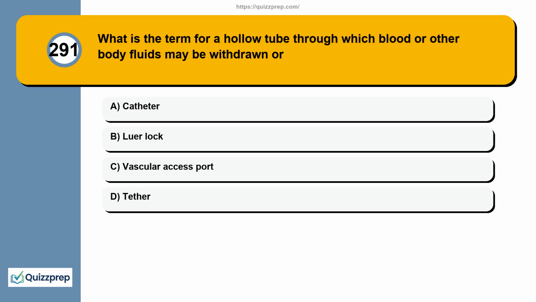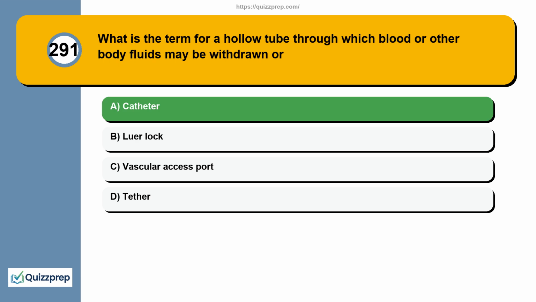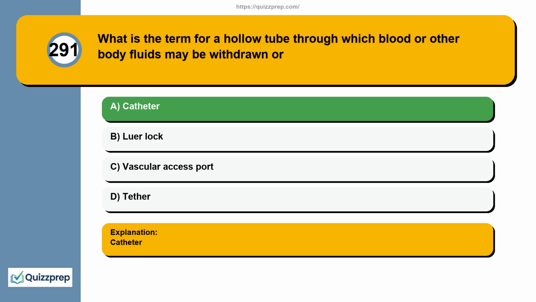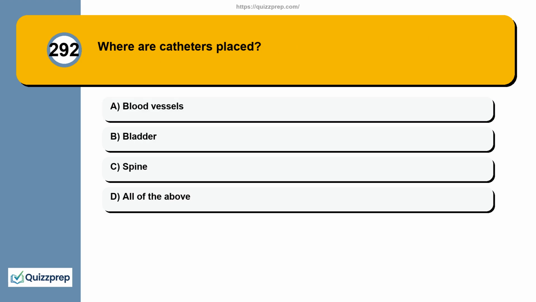Option A. Catheter. Option B. Luer lock. Option C. Vascular access port. Option D. Tether. The correct answer is option A. Catheter.